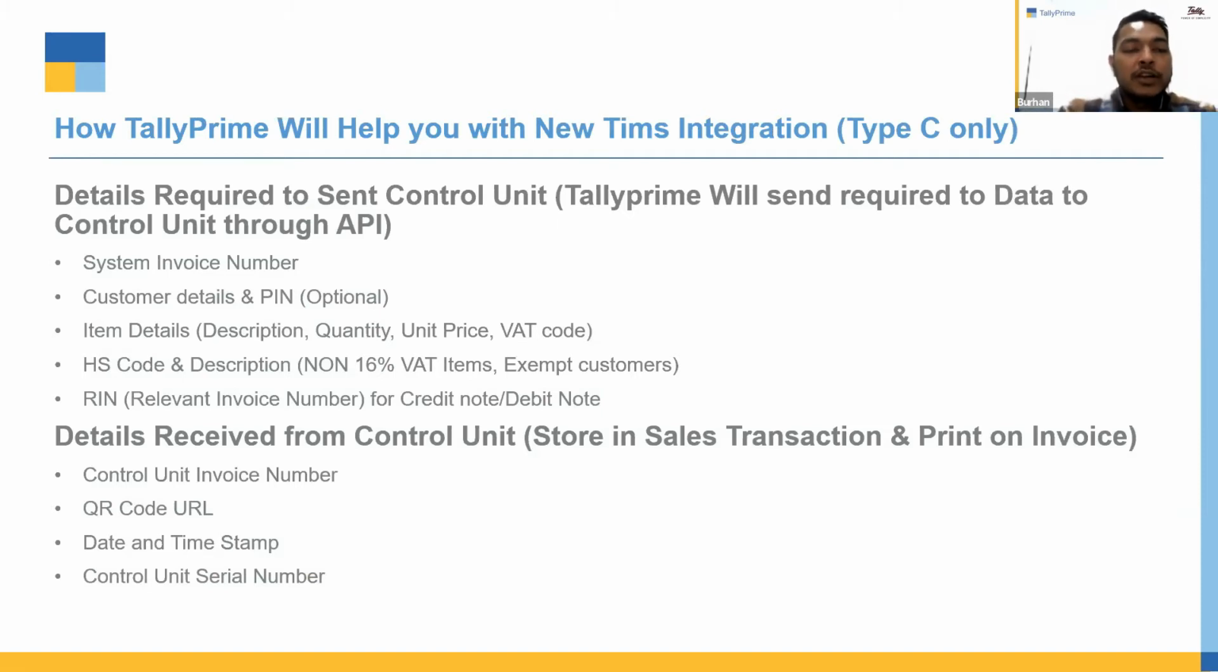So here it will include the system invoice number, the customer details and PIN, item details, HS code and description, if there are non-vettable items, exempt or zero-rated items, and the RIN, the relevant invoice number for credit note and debit note. Okay, so details received from the control unit are stored in sales transactions and printed on the invoice. So this is what you'll get in the invoice: control unit invoice number, the QR code, date and time, and the control unit serial number. That you'll get in your printed invoice.